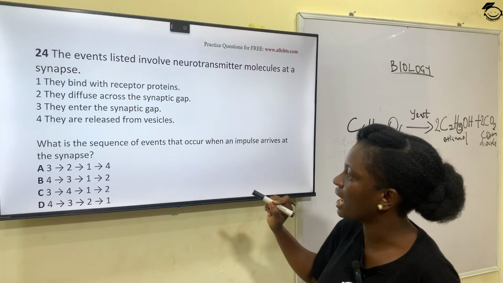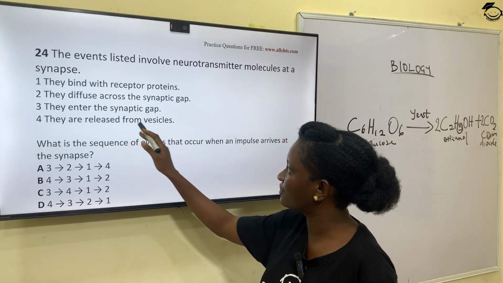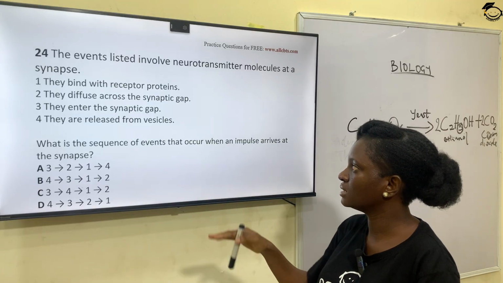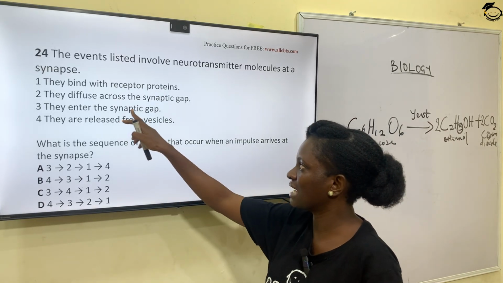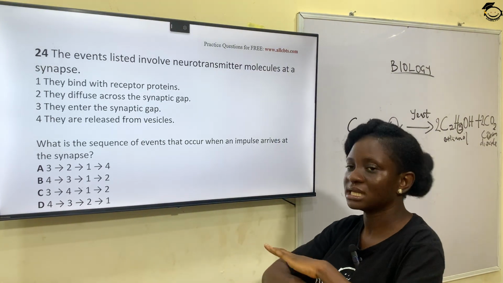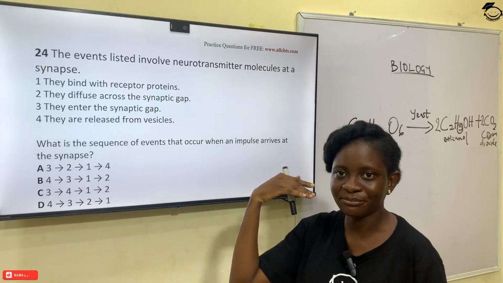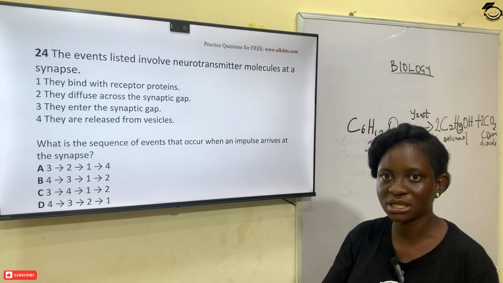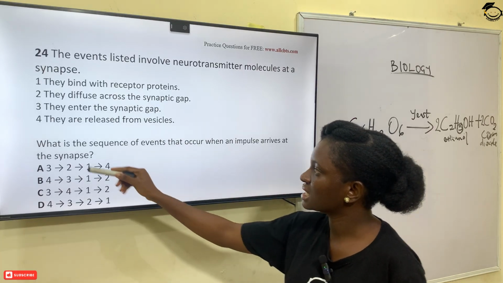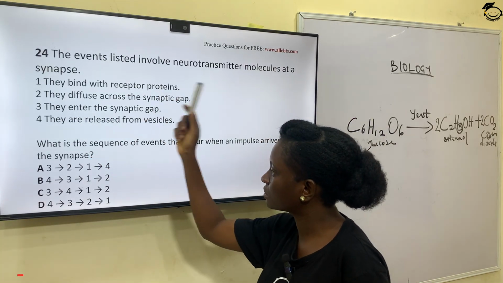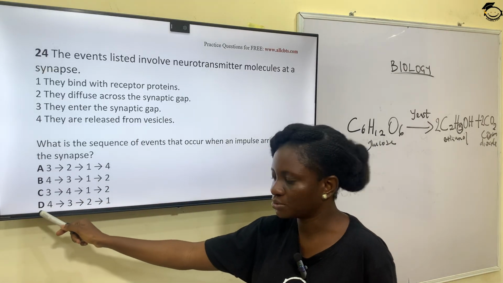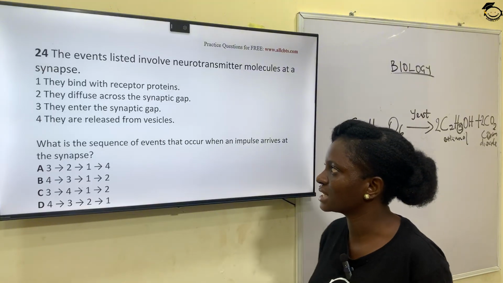So here we have they are released from the vesicle, and once they are released, they enter into the space, the gap, that's the synaptic gap. And once the neurotransmitter molecules enter, they diffuse and then bind to the receptor protein for it to transmit the signal. So the correct answer is 4321. The option that has 4321 is option D. Option D is the correct answer here.